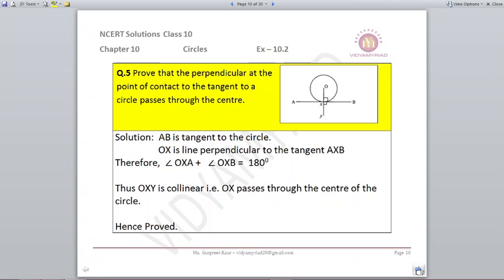So what does it mean? X lies on the line, so O, X, Y are collinear points. That means OX passes through the center of the circle, and hence proved.